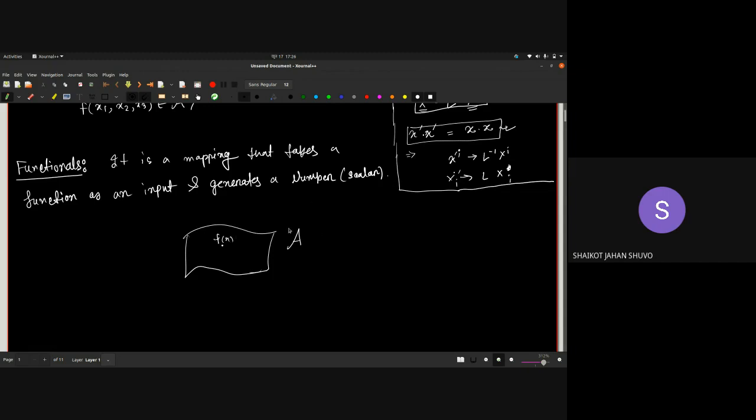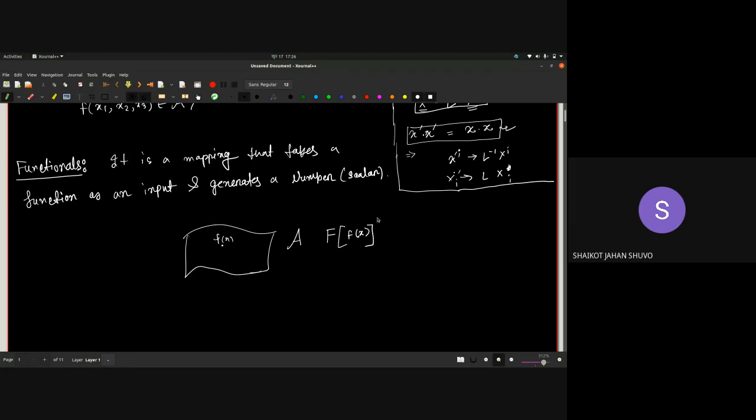And there is some sort of a mapping. Let's define the mappings with something like this: capital F of x. This is how we write functionals, with third brackets, and inside the brackets the argument should be a function. So you are seeing some sort of an analogy here with the ordinary calculus that you do.